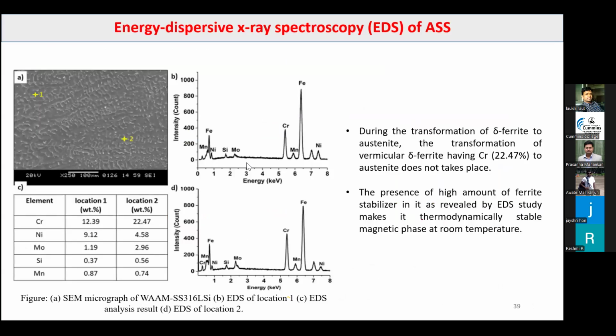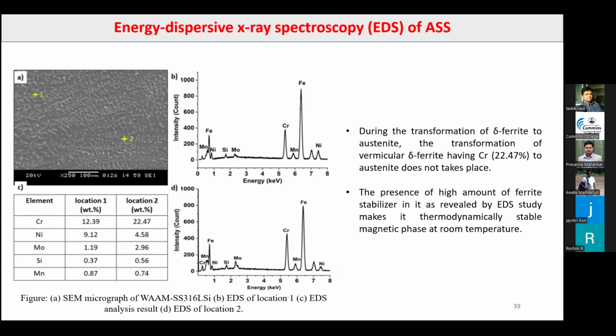Then I have performed EDS analysis of the ASS sample again to confirm the phases. I have taken the EDS at two different locations, location 1 and location 2, and this is the chemical composition at location 1 and location 2. At location 2, you can observe that the chromium is 22.47 weight percent, whereas at location 1 it is 12.39. Likewise, here the nickel is maximum, here the nickel is minimum. So at location 2, chromium is maximum, that is, it is a ferrite stabilizer. So we can say that this is ferrite, whereas this is austenite.